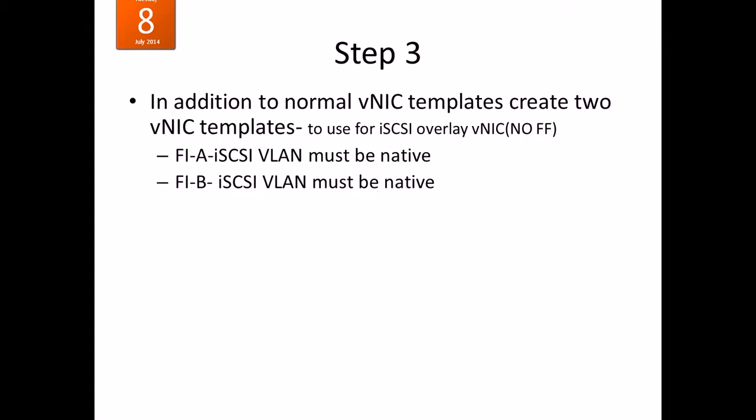And unlike the other Windows vNICs, it should be no fabric failover. iSCSI A should go only to the iSCSI A side, fabric A side. The iSCSI B vNIC template should go only to the B side. And the VLAN must be native. So these 2 things you have to keep in mind once you create the vNIC templates for the iSCSI.